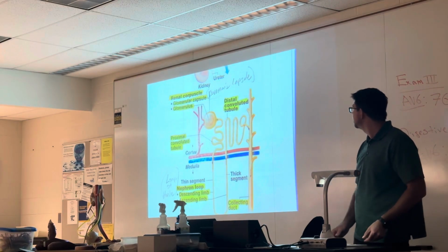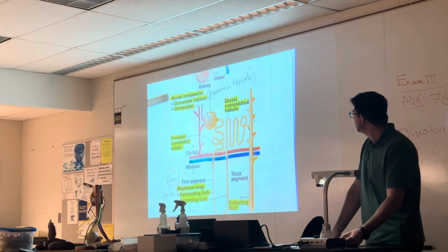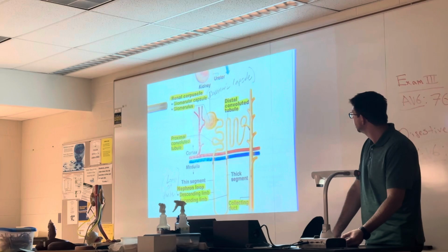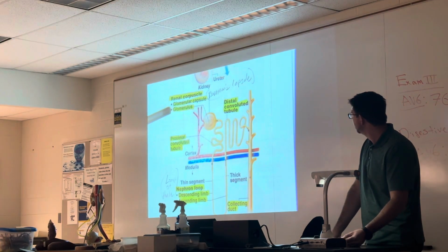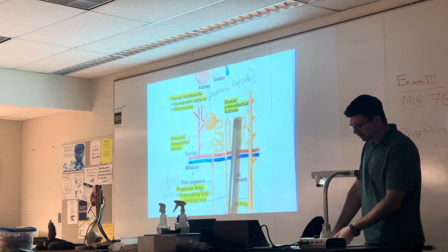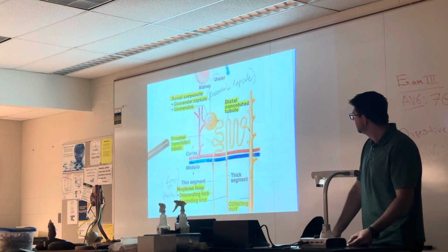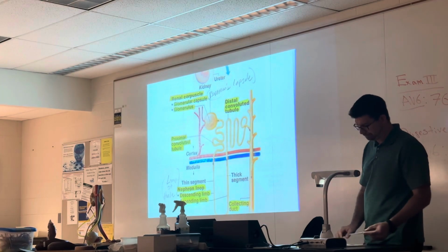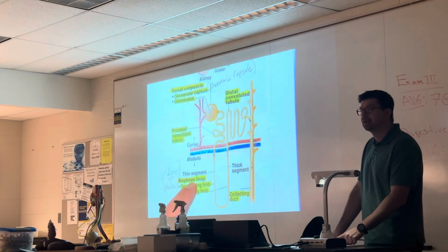So now we're looking at the different parts of the nephron. So right up here in bold, we have the renal corpuscle, glomerular capsule, also known as the Bowman's capsule, glomerulus, distal convoluted tubule, proximal convoluted tubule, and then farther down in bold, we have the nephron loop.